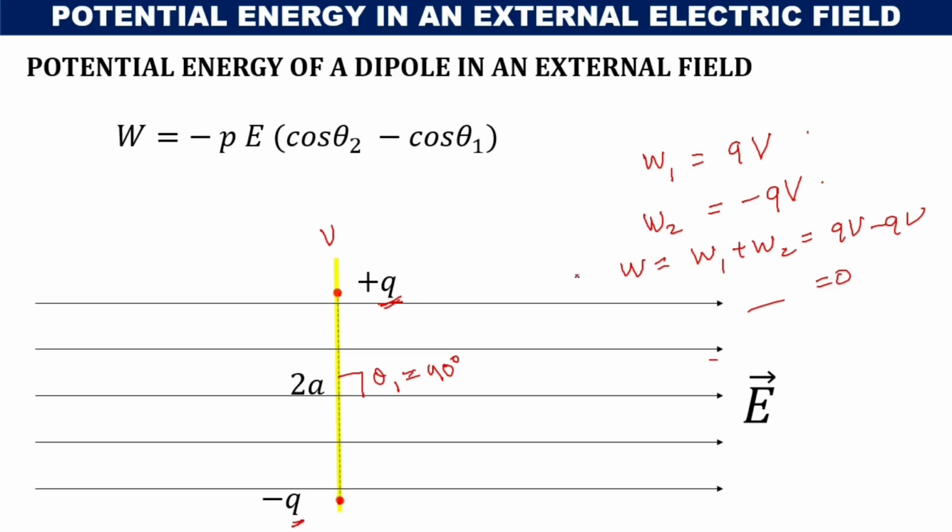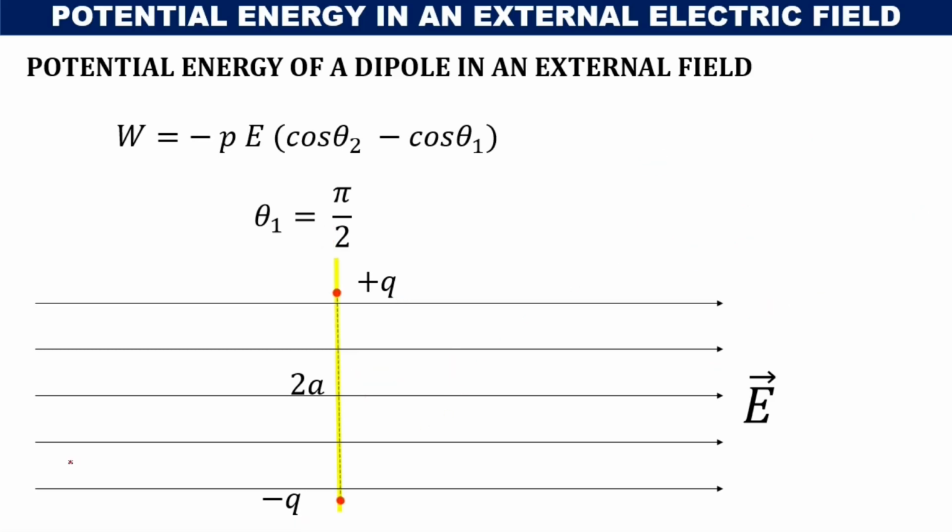Therefore we are assuming theta 1 as pi/2. If we rotate the dipole from this position through a certain angle, so that it is making an angle theta with respect to the direction of the electric field, that means theta 2 is equal to theta. Substituting the two values, we know that cos pi/2 is equal to 0. Hence the expression for the work done will become minus pE cos theta.